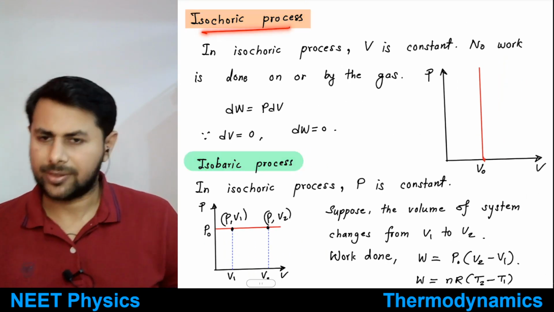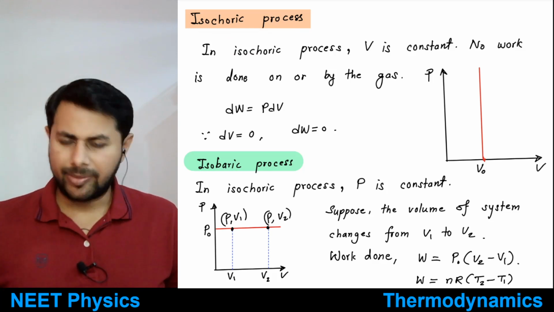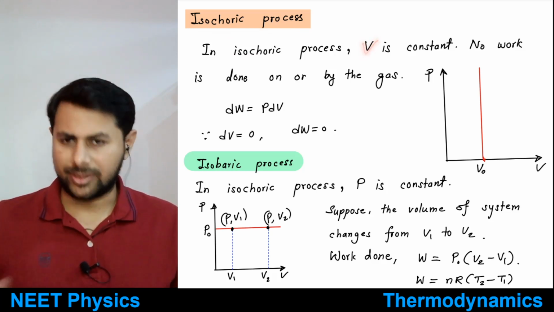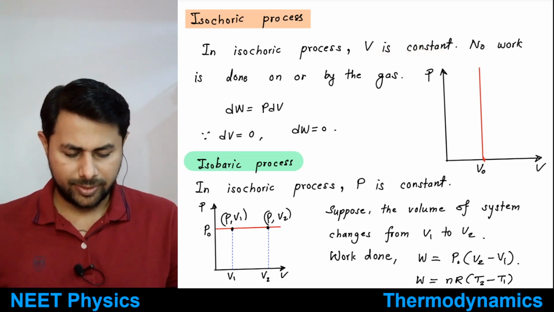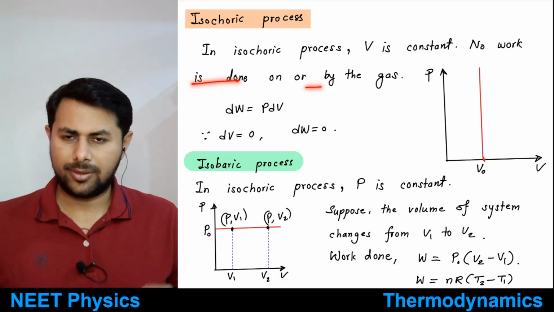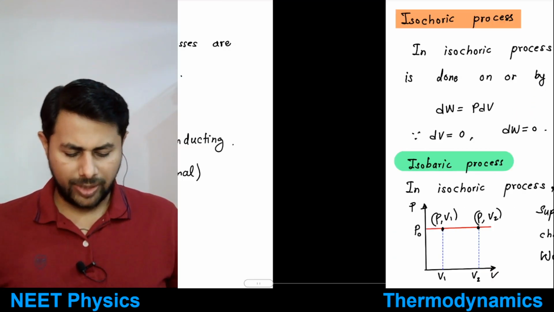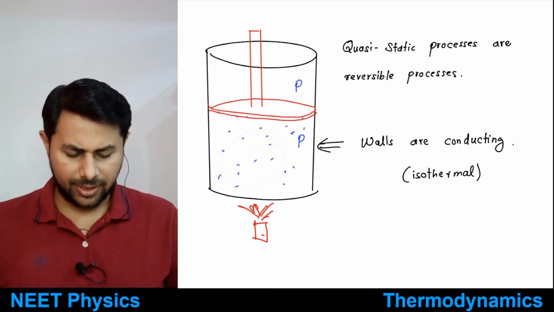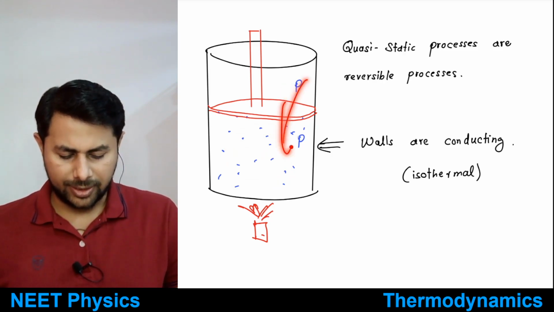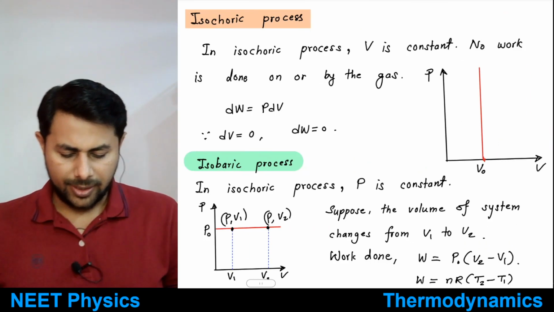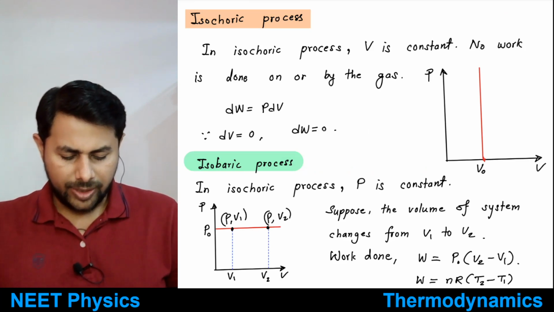Next is the isochoric process. Okay, isochoric process. So now in the isochoric process, what do you mean by isochoric? Isochoric means the volume will remain constant. There will be no change in the volume, right? So no work is done by the system on the surrounding, and by the surrounding on the system. So we have taken the example of this gas in a container. No work is done by the gas on the surrounding or by the surrounding on the gas. So this is an isochoric process. The volume remains constant. Okay, so work done is equal to 0.